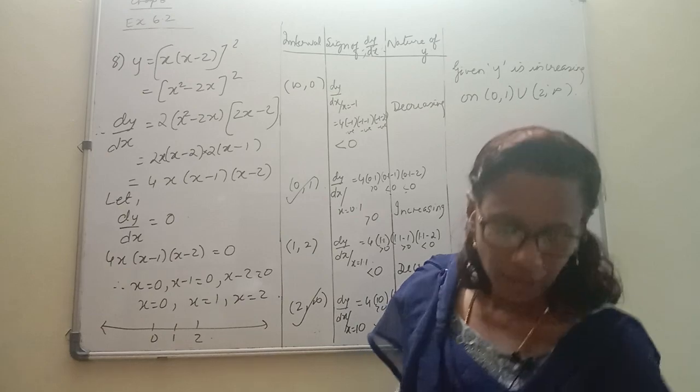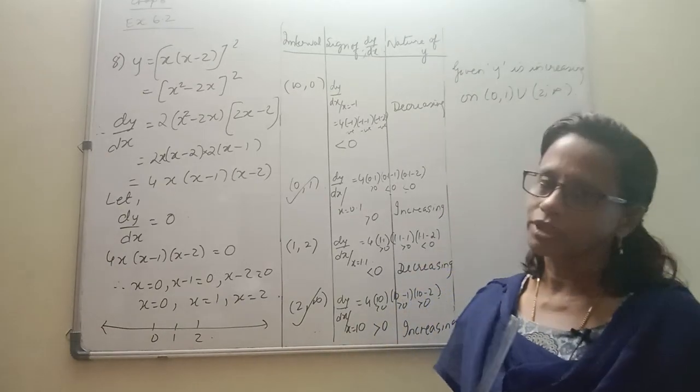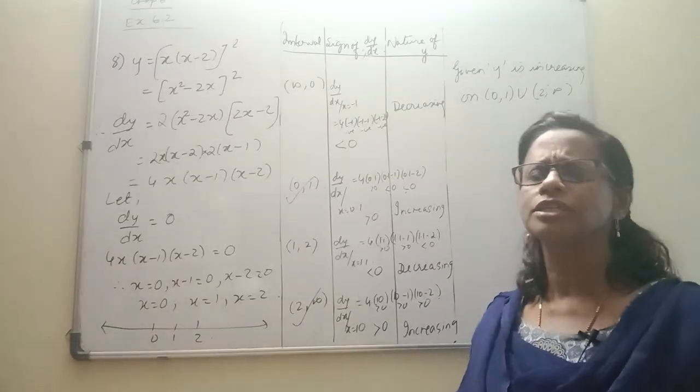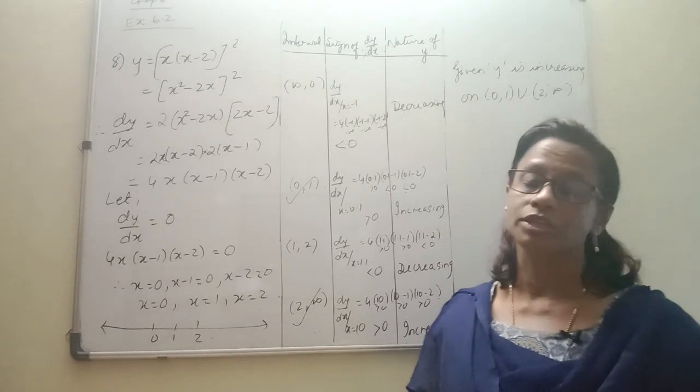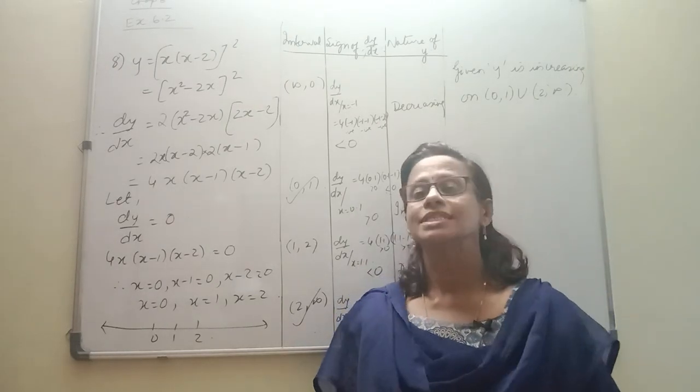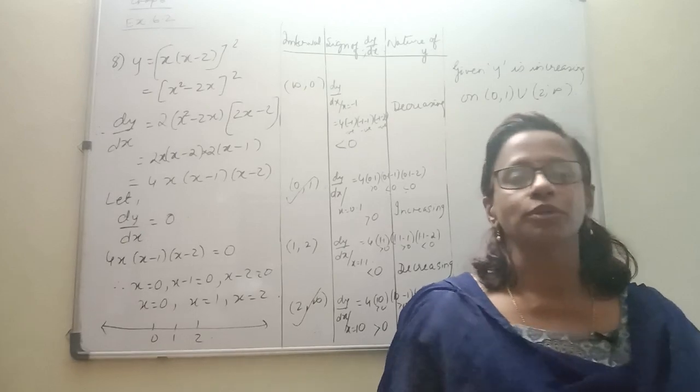So that's about it. Critical points weren't given, so we found out the critical points and then we decided the intervals, and in each interval we just found out whether it is increasing or decreasing by judiciously using the signs, etc. So that's all about this.